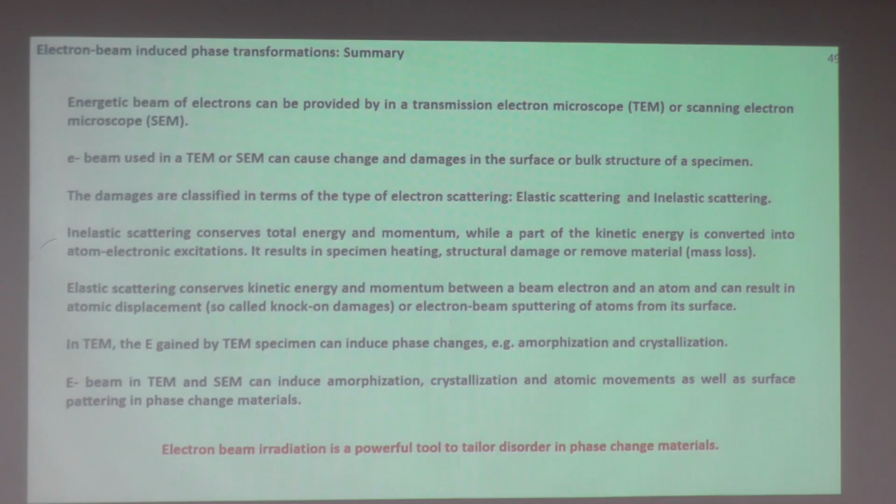So the focused electron beam is a very powerful tool to tailor disorder in phase change materials, but electron beam irradiation can also be used for modification of not only these materials but also other materials like oxides, strontium titanate, and even silicon. So I think this is a summary of these two parts of my lecture.